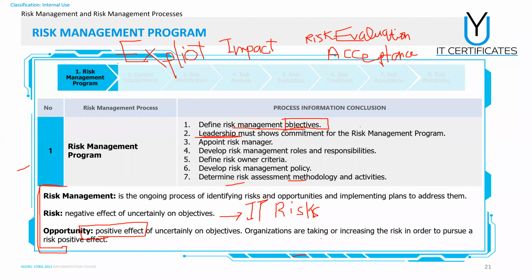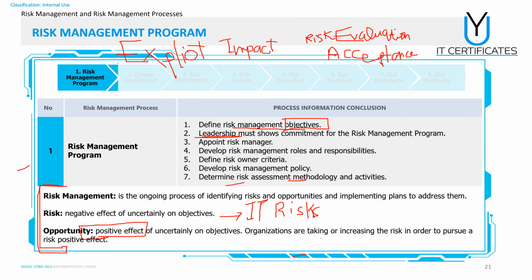Usually, as I told you, when we are speaking about IT risks, we are speaking about risk. But usually opportunity will be in enterprise risk. This is the reason why in some books you will not find opportunity. People will speak about opportunity when we discuss enterprise risk.